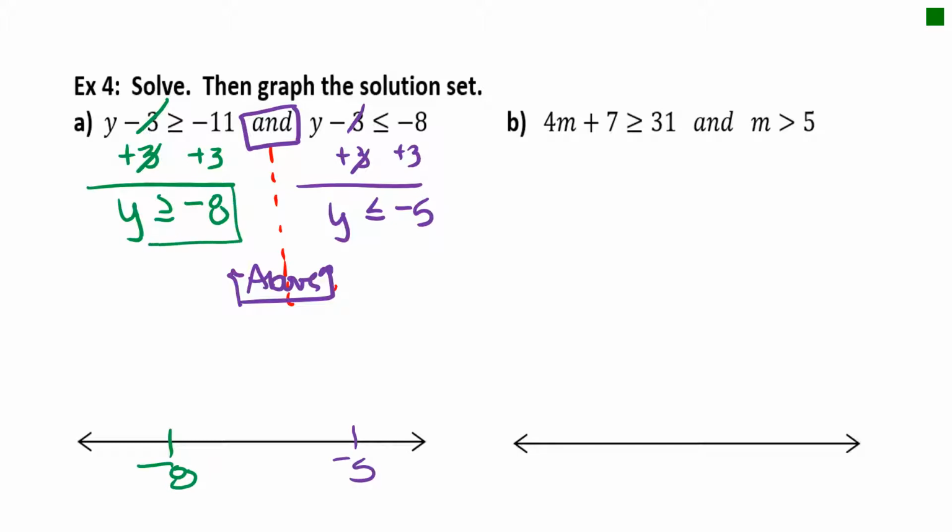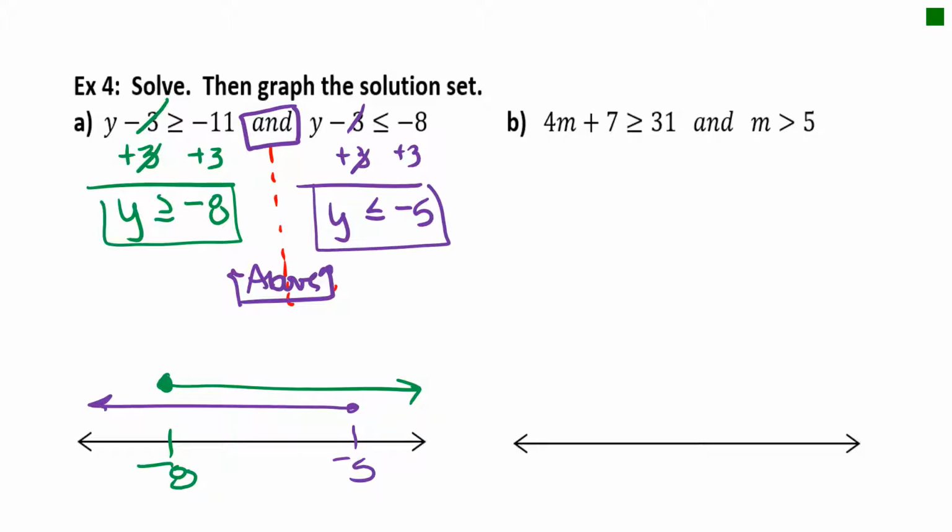Right here above the graph, my y's are greater than or equal to -8. Right here above the graph, my y's are less than or equal to -5. So because it's an and, where do they overlap? Purple, purple, purple, both, both, both, green, green, green. So bring down the overlapped part and just copy the endpoints because they're included.